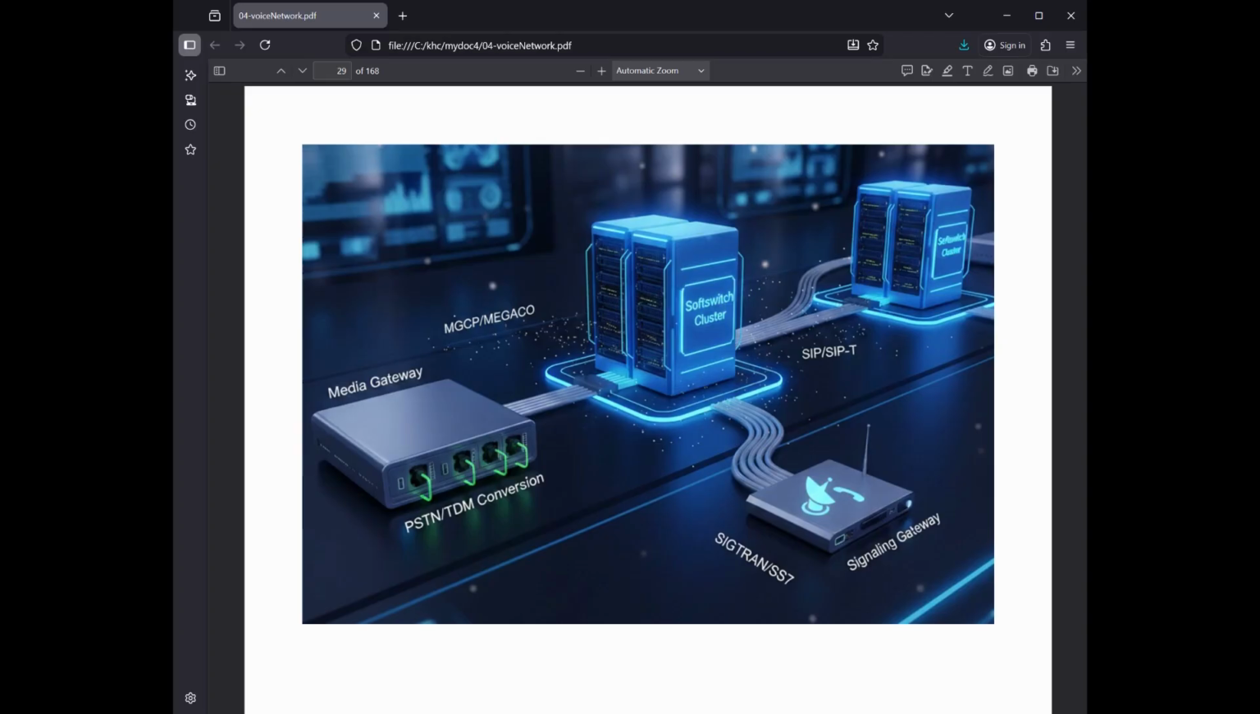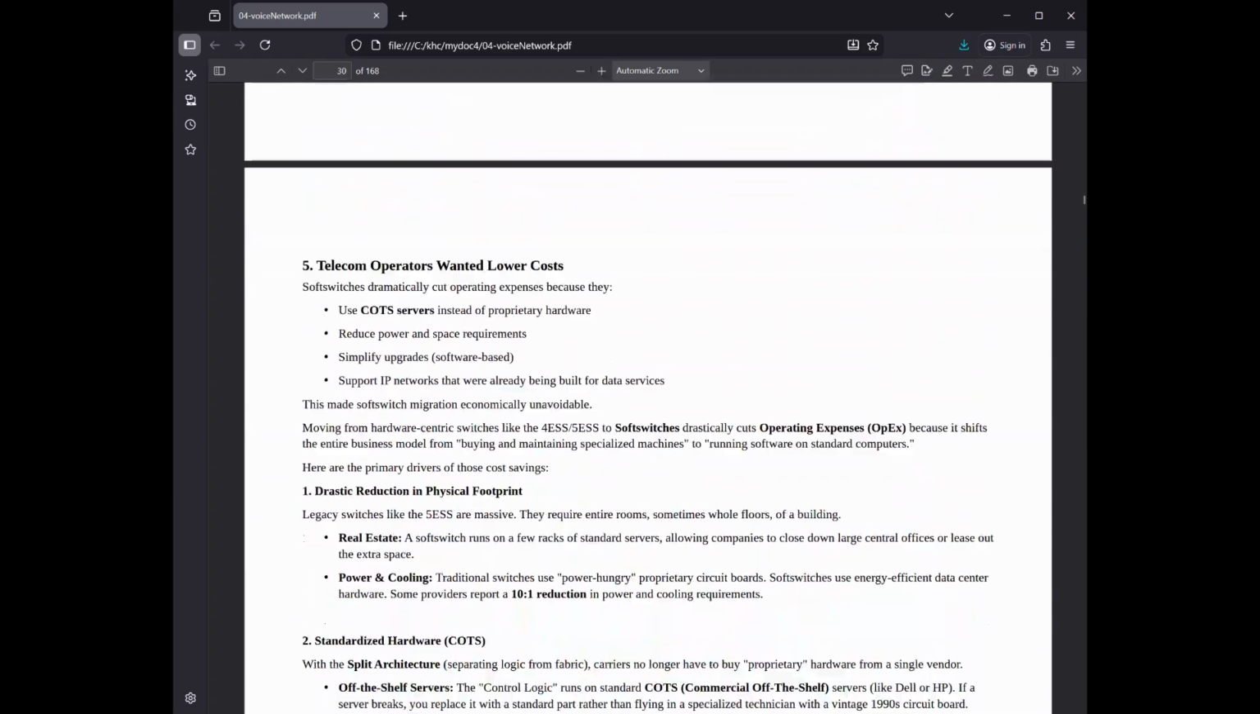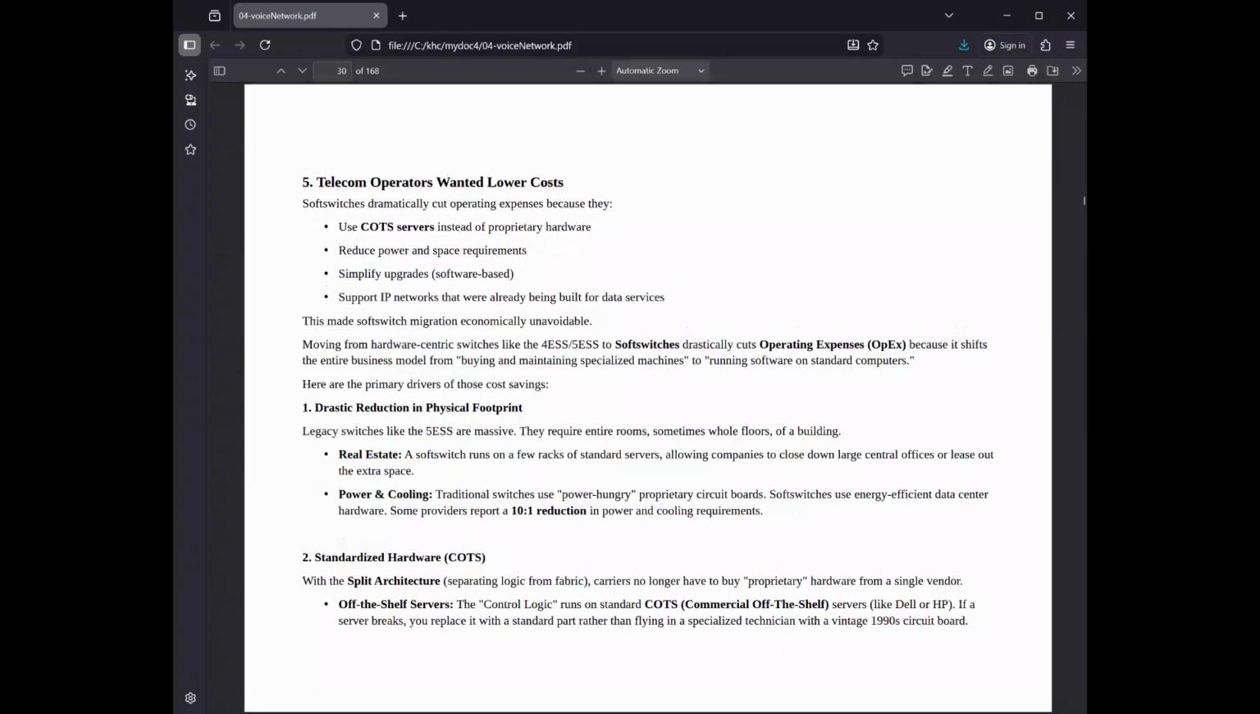Moving from hardware-centric switches like the 4ESS/5ESS to soft switches drastically cuts operating expenses, OpEx, because it shifts the entire business model from buying and maintaining specialized machines to running software on standard computers. Here are the primary drivers of those cost savings.